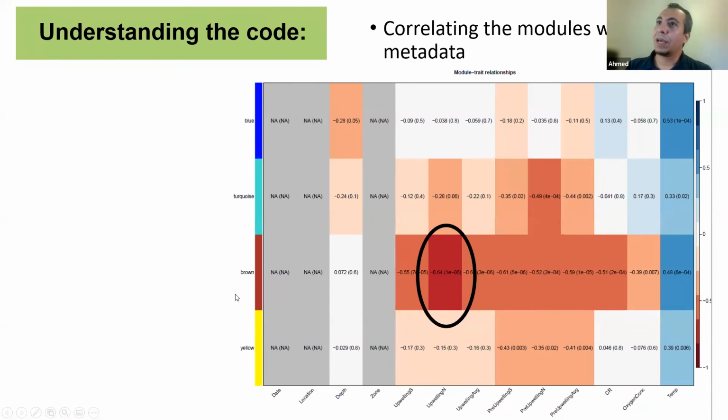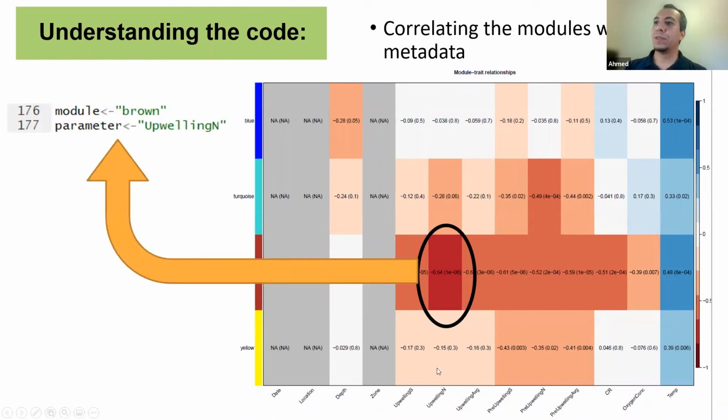We have here on the y-axis the modules, the subnetworks: blue, turquoise, brown, and yellow. And you have here the different environmental data, the metadata that they have in their sheet. You are trying to scan this heat map for the strong correlations, either in the negative or the positive direction, that also have a significant correlation. So now you know what relationships you're going to ignore, and what relationships you are going to focus your effort on, or at least start with and then go later to other things.